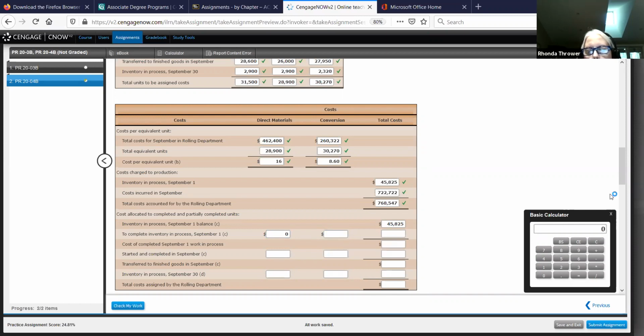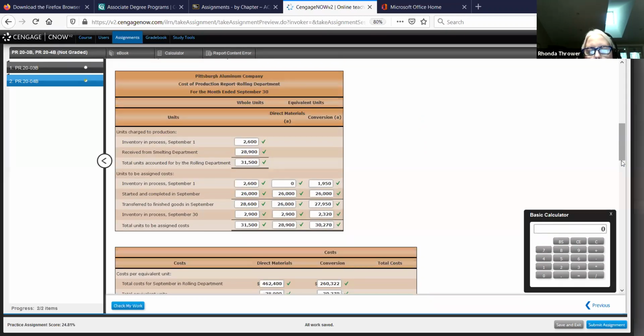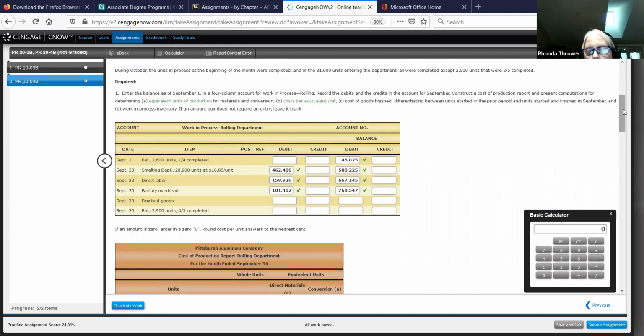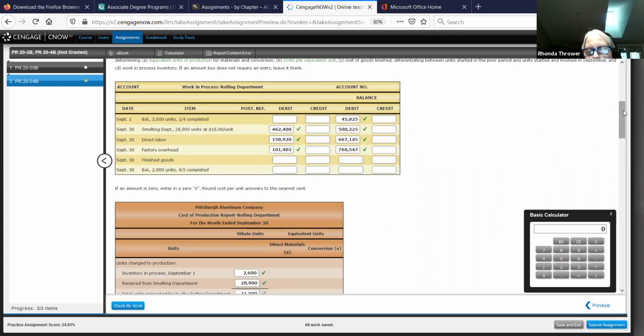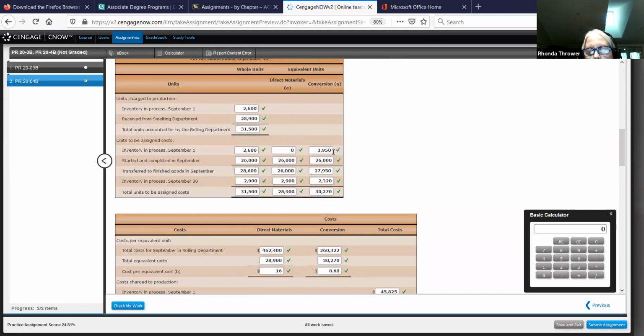You will remember that they told us that our beginning inventory units were 1/4 completed last period. So what we have to do is find out how much we have to complete this period, which would be the complement of this. Remember when we multiplied 3/4 times 2,600, it gave us the equivalent units here at 1950.